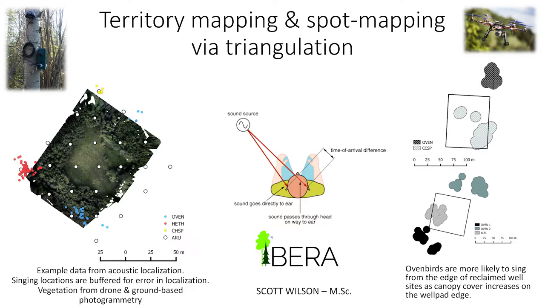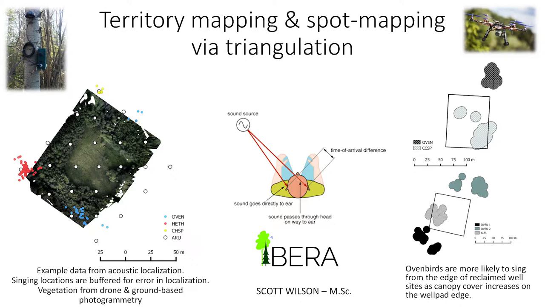So I can figure out that the bird is spending all his time on the pad, here on the edge. So here are some examples of points that we can identify of individual birds and where exactly, very accurately, they are. And so here's some examples of the kind of maps that we can make.